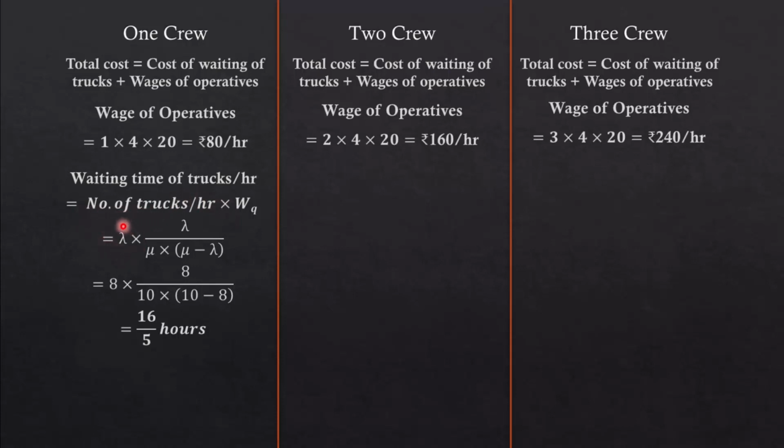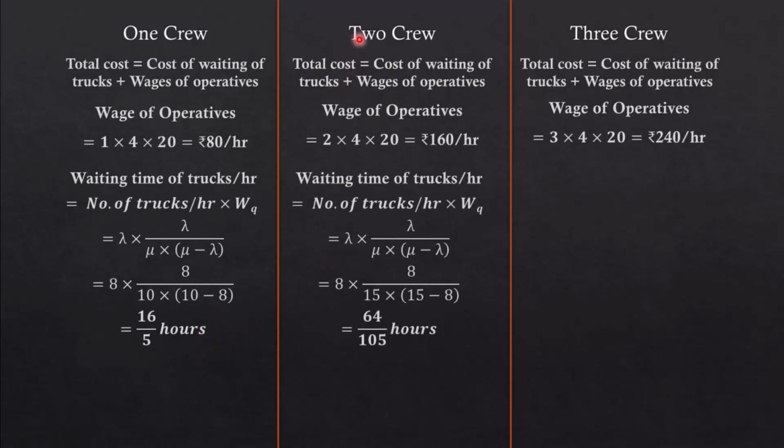So this is given as lambda, the number of trucks per hour, and we know that WQ, that is the waiting time in the queue, is given by this formula, which is lambda by mu multiplied by mu minus lambda. Let us put the value of lambda as 8 and the value of mu as 10, because we have calculated that when the crew is 1, our service rate mu is equal to 10. So by putting the values here, we'll get 16 by 5 hours.